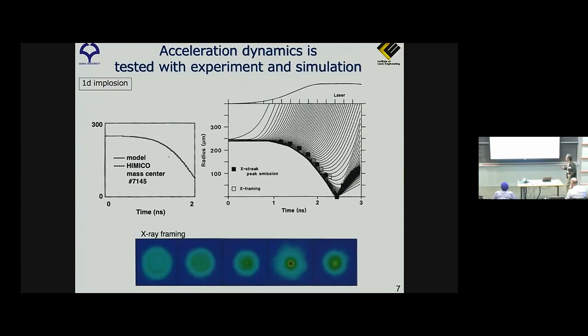This is a comparison between the model and 1D simulation, as well as a comparison with many experiments. And 1D dynamics is almost perfectly predicted.